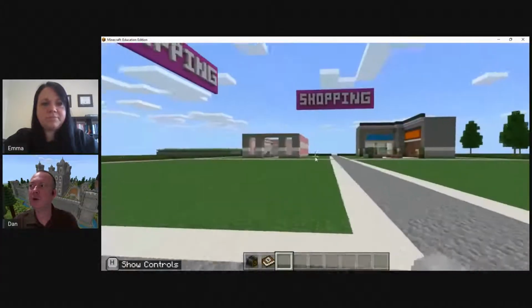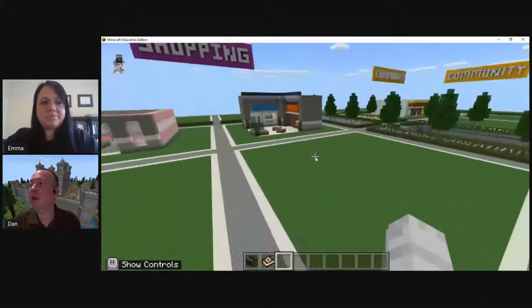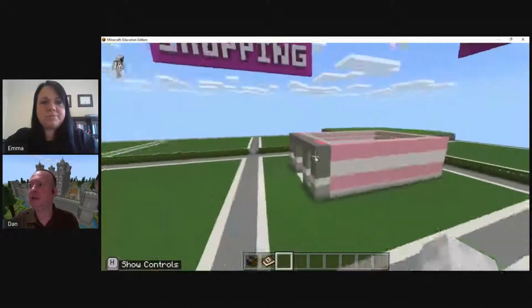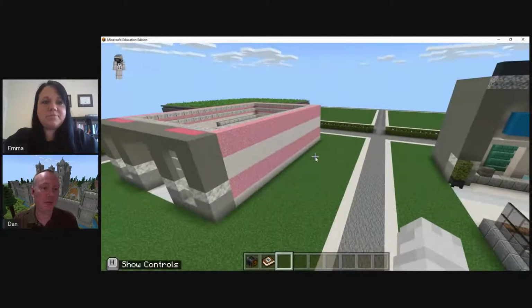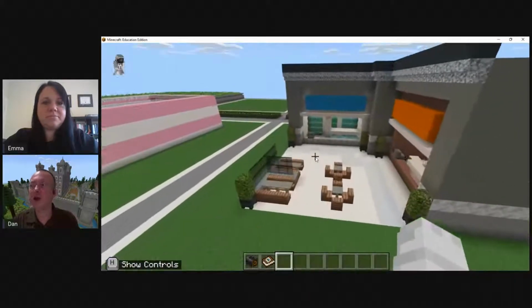We are in creative mode in the build plot. So you can fly around, and they actually have already built a couple of the parts of the mall here. So you can adapt these or change these to add some new features in here. So I'm going to start off here.